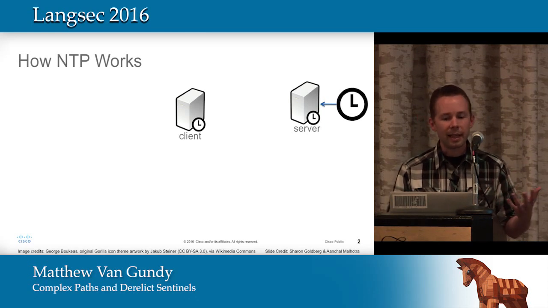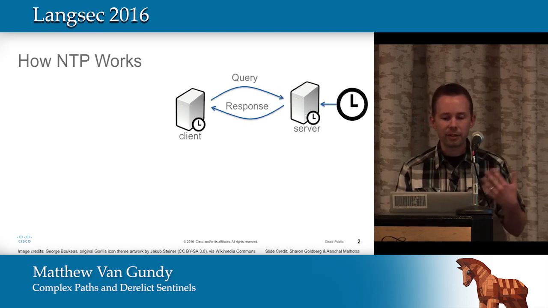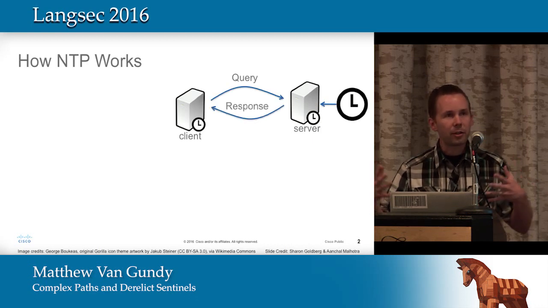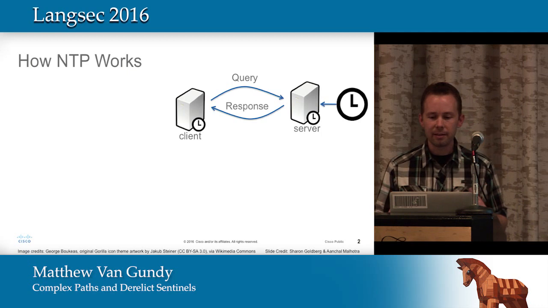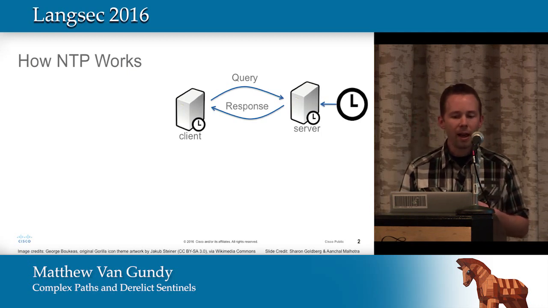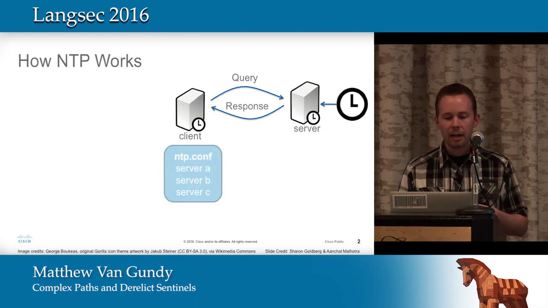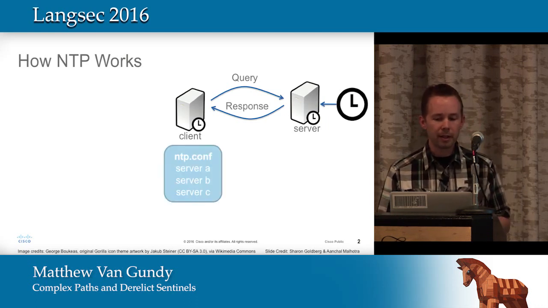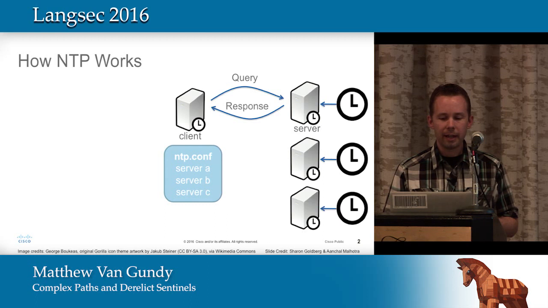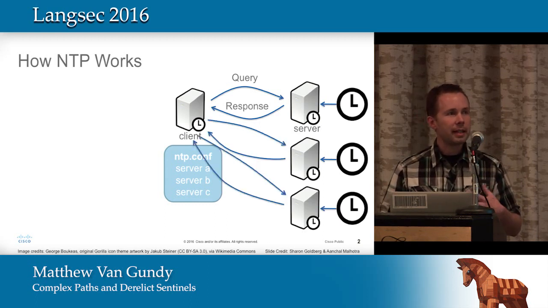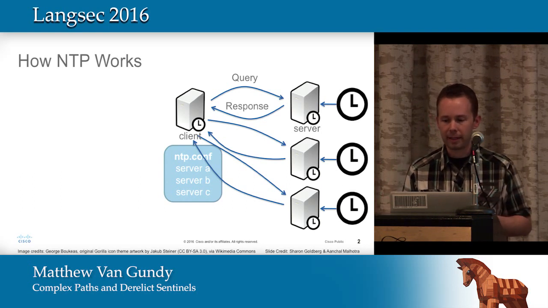To deal with network delay and other problems like that, the client actually sends multiple queries, gets multiple responses, and averages them together, trying to get a consistent view of the server's time. And to protect against one server that just happens to be off or misbehaving, clients are typically configured with a number of different servers. They query each one of these servers, take a look at all of their responses, and end up selecting the best one. It's a majority voting algorithm.